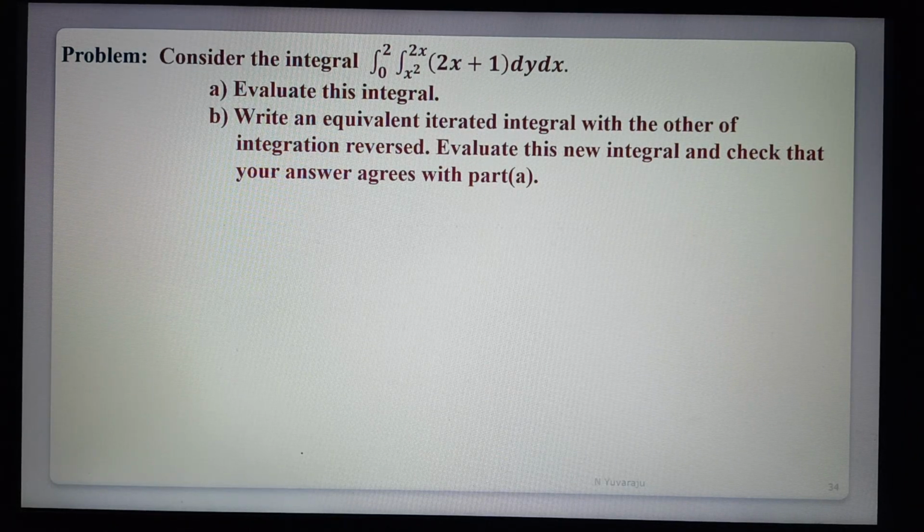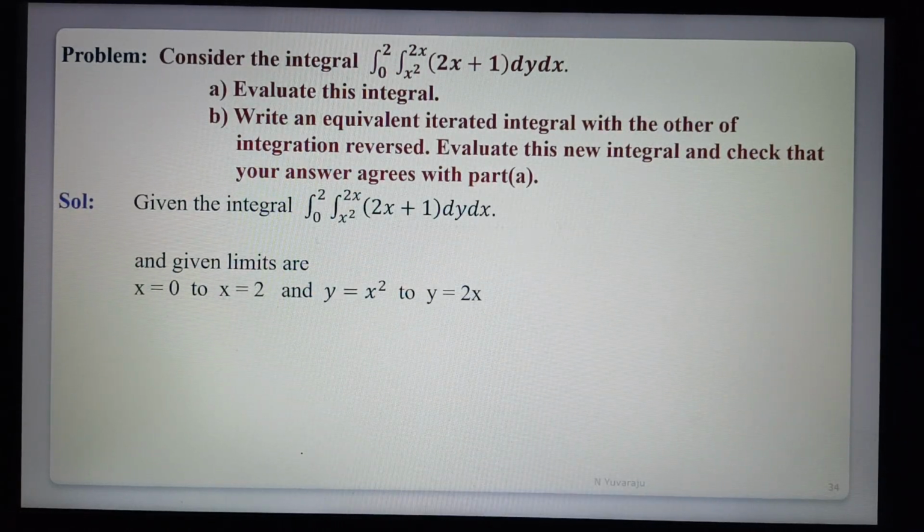First we find the integration directly, with no change of order of integration. First find the given integration directly, then after changing the order of integration, find the integration, and both values will be compared. It is compulsory that both are the same, that is what we are proving. So first of all directly find the integration, then after changing the order of integration, find the integration and compare both. Okay?